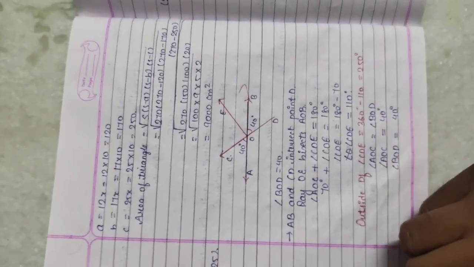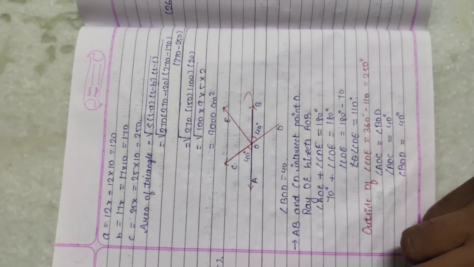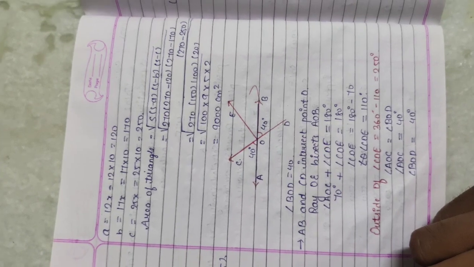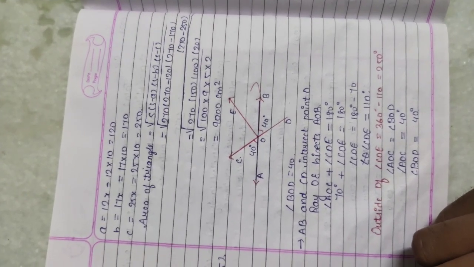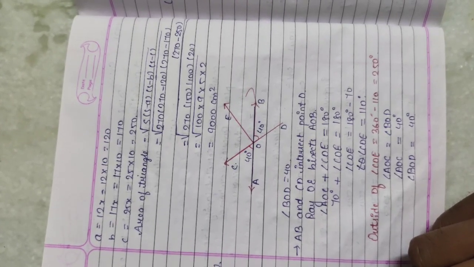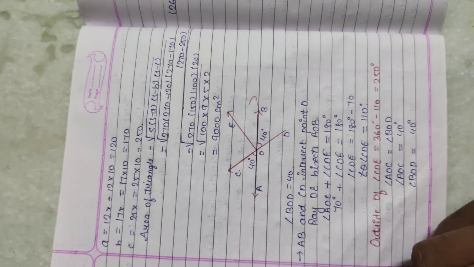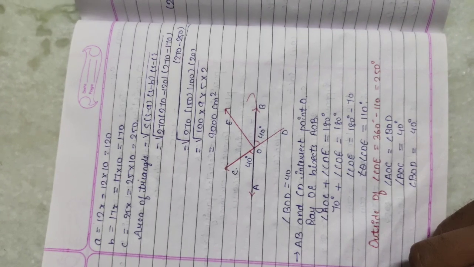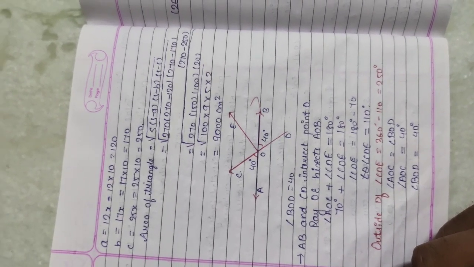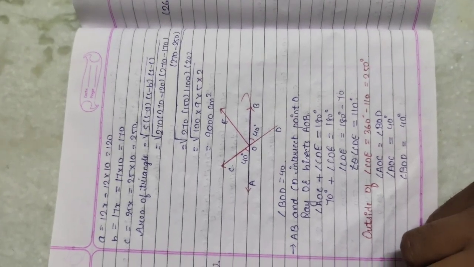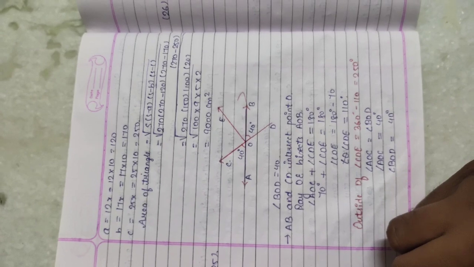Now this question is not completed. You can see here, now A is equal to 12x, so we have to multiply 12 by 10 because x is equal to 10. So A, B and C we find, and then we apply the formula of area of triangle: square root of S within bracket S minus A multiplied by within bracket S minus B multiplied by S minus C. Now you can see your answer will be 9,000 centimeter square.